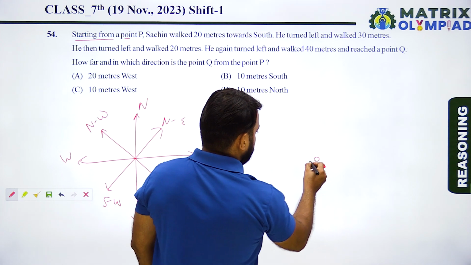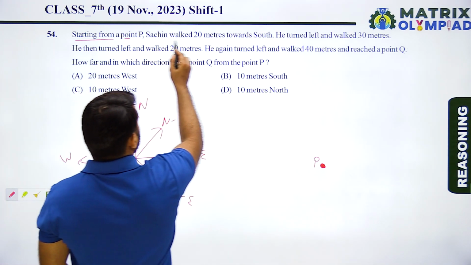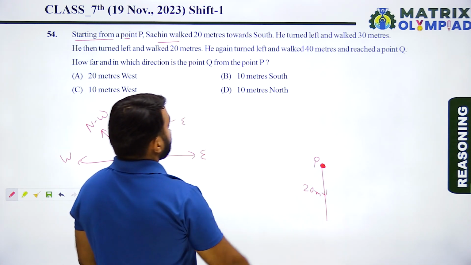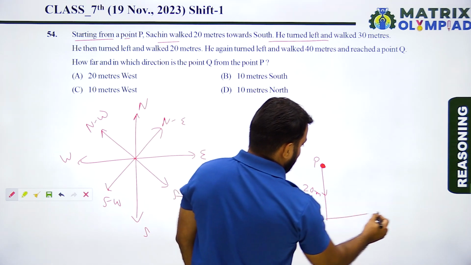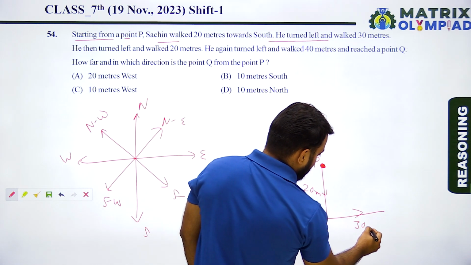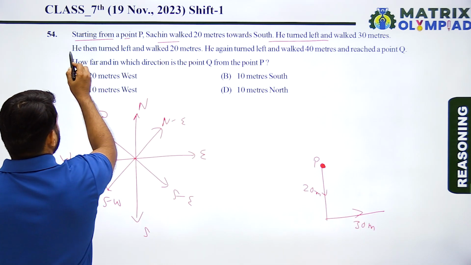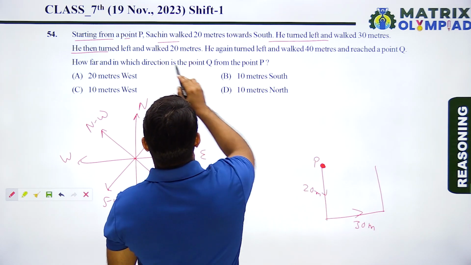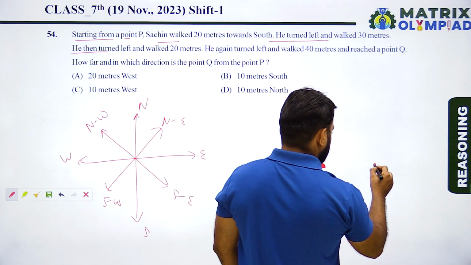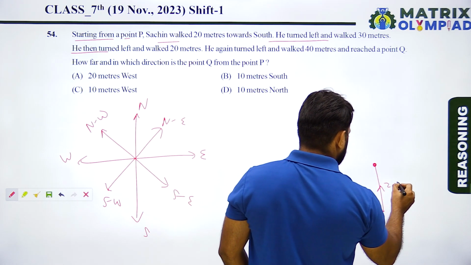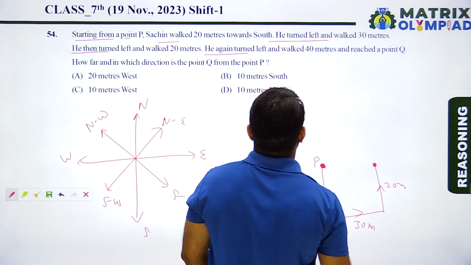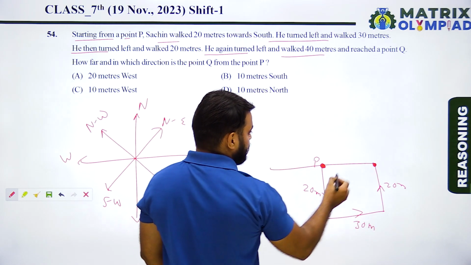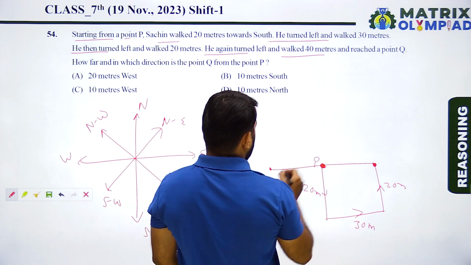According to the question, P is the starting point. Sachin walks 20 meters towards south. He turns left and walks 30 meters. Now he turned left and walked 20 meters. He again turned left and walked 40 meters and reached point Q.